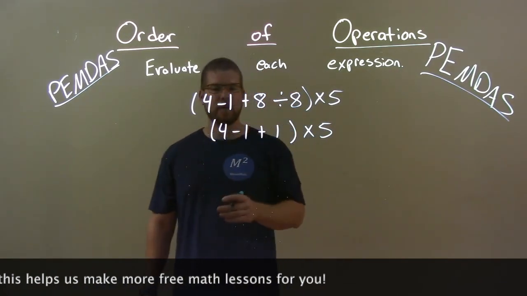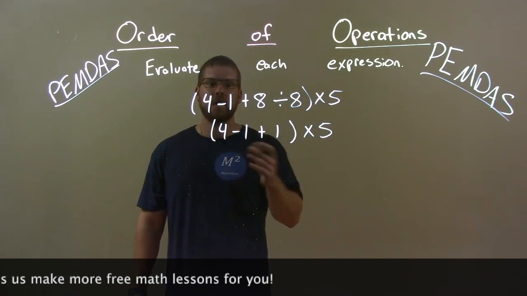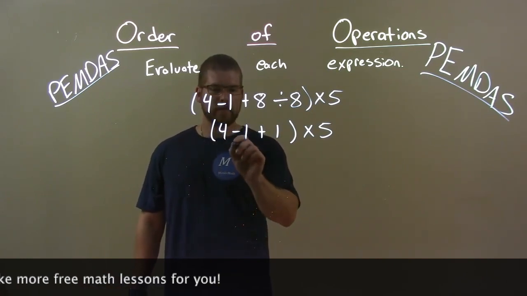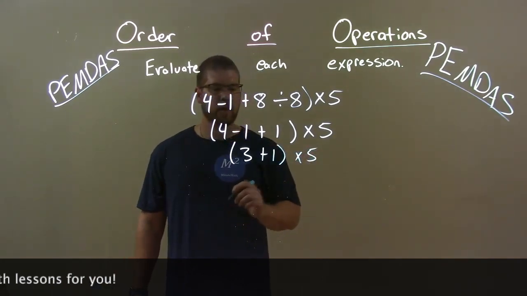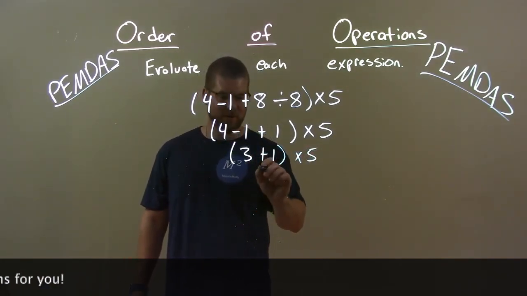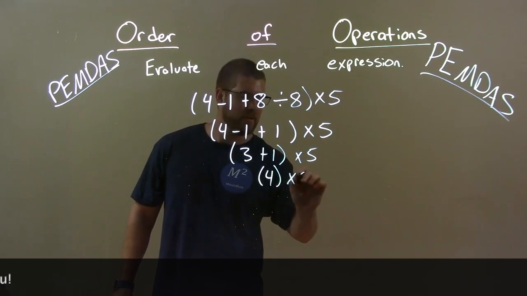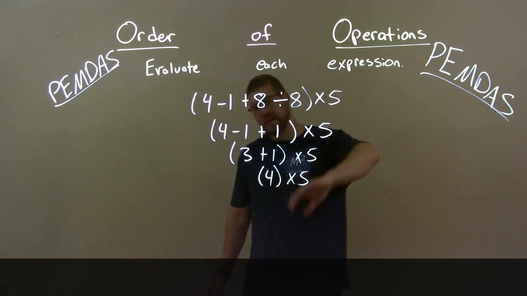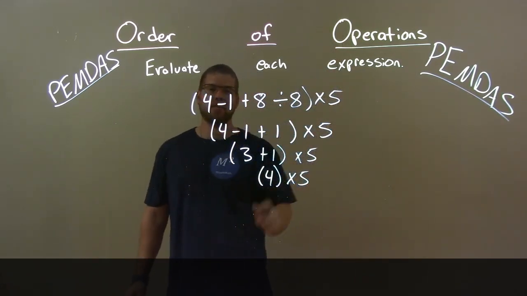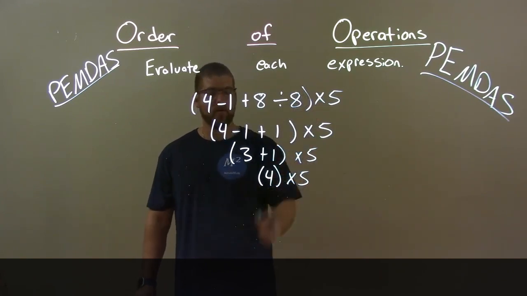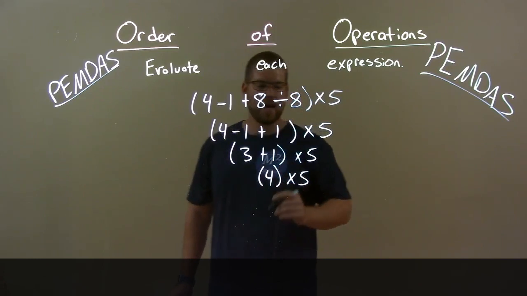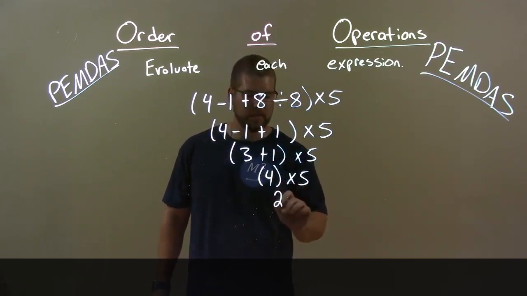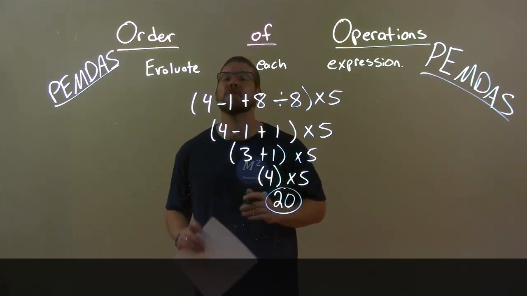So now in my parentheses, I have 4 minus 1 plus 1. 4 minus 1 is 3. 3 plus 1 times 5. Then 3 plus 1 is 4 again. Back to 4 but times 5. So now multiplication times 5 is actually going to be our last step. We brought it down the whole way. Parentheses being done in essentially a sense. 4 times 5 is 20, and so our final answer is just 20.